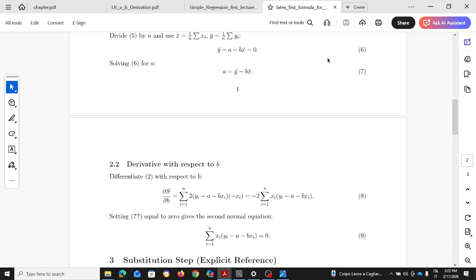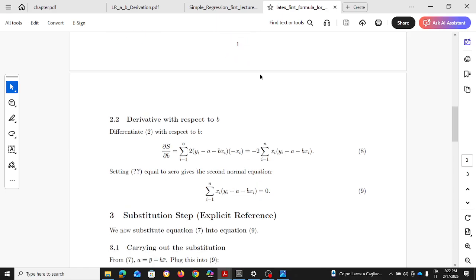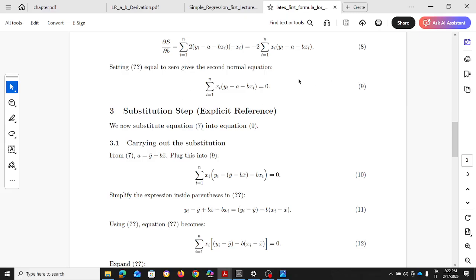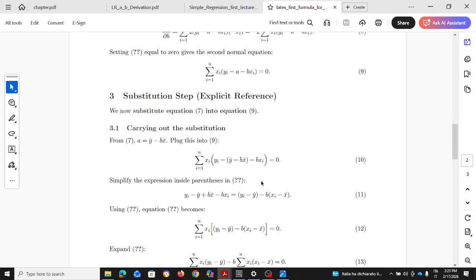Now taking these two equations, this for a, so a is equal to y bar minus b x bar, and this equation number 9. We substitute here the value of a, putting just here the value of a, equal to 0. Now expanded, what we have: yi minus y bar plus b x bar minus b xi. Clear? Equal to, now rearrange these terms.